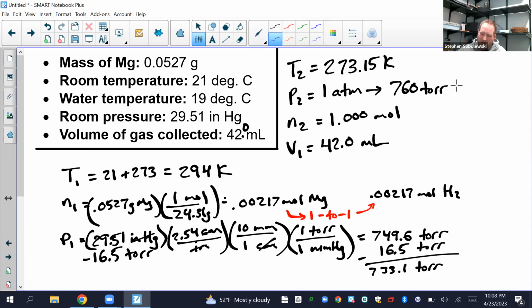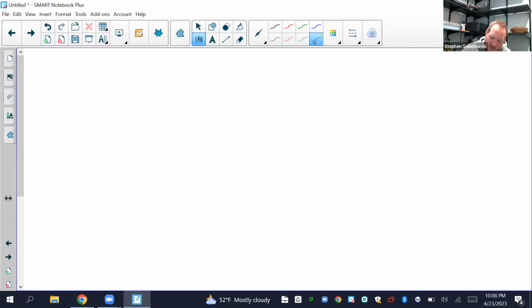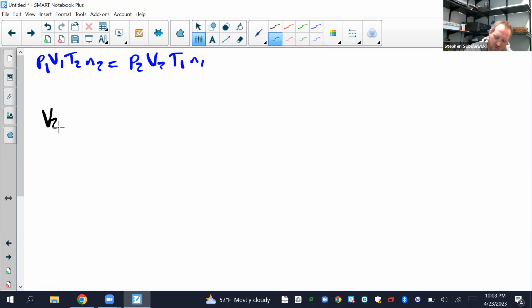Okay, and with that, I have all 7 values I need: T2, P2, N2, V1, T1, N1, P1. A lot of work going into these. All right, let's set it up. I'm going to have to be doing a lot of back and forth here. So P1, V1, T2, N2 equals P2, V2, T1, N1. What are we solving for? V2, the new volume. V2 is going to equal P1, V1, T2, N2 over P2, T1, N1.